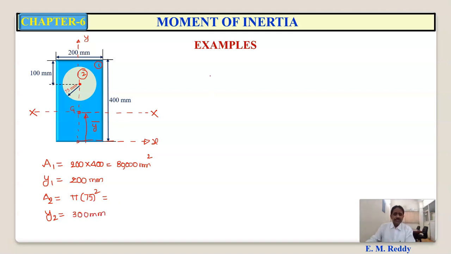Right? Now putting all these values, calculating y bar, that is A1 y1 minus A2 y2 upon A1 minus A2. Minus because the circular portion is to be removed. You will get it as 171.65 millimeters. So this is y bar. Right.